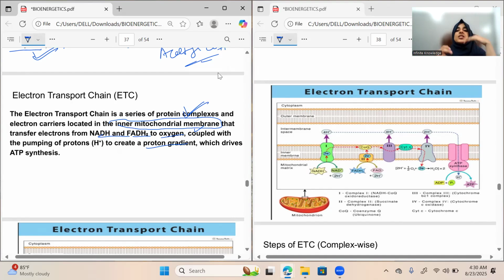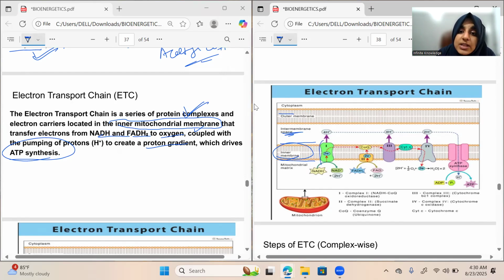So basically, it is a chain where electrons are transferred from one complex to another complex, and it helps to produce ATP at the end. You see over here that this is the outer membrane of the mitochondria, this is the intermembrane space, and over here we have the inner membrane. Now, this reaction occurs in the inner membrane.